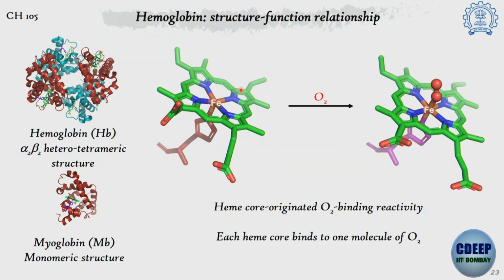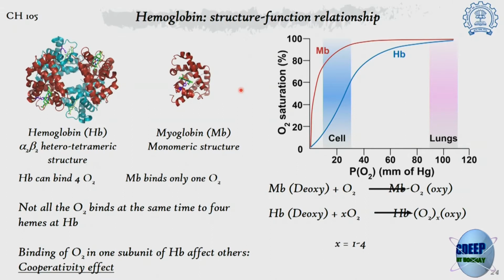That means hemoglobin, which has 4 heme centers, can bind 4 oxygens, and myoglobin, which has 1 iron center, can bind 1 molecule of oxygen. So now let us come and take a look into the oxygen binding curve again.